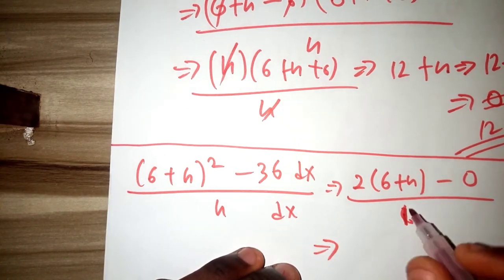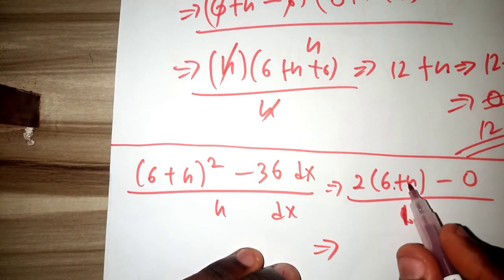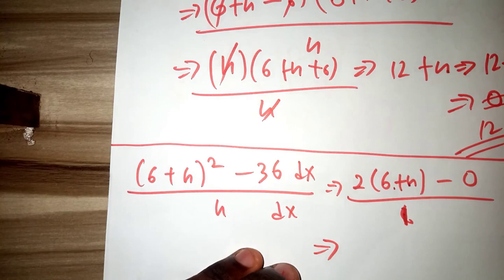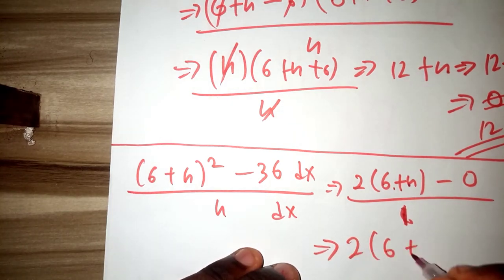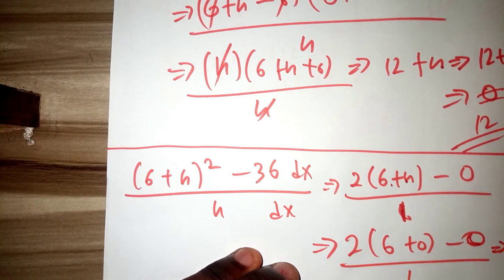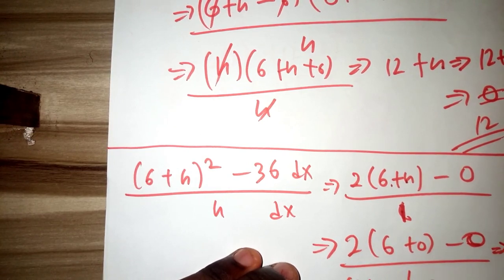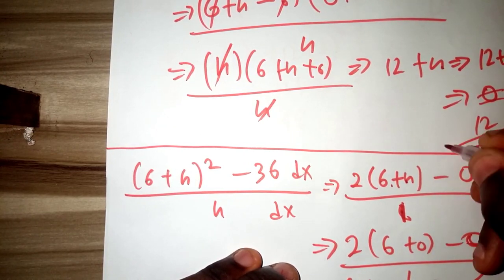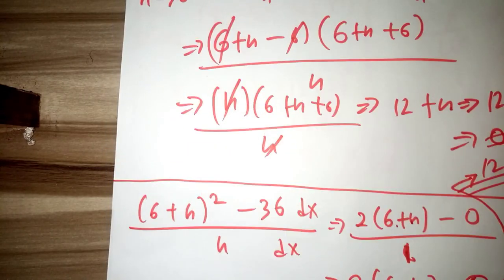So we input our 0. Don't forget we have limit of h tending to 0. When h tends to 0, that's 2 in bracket of 6 plus 0, minus 0, over 1. So you have 12 over 1, which is 12. So you can see that we arrive at 12.